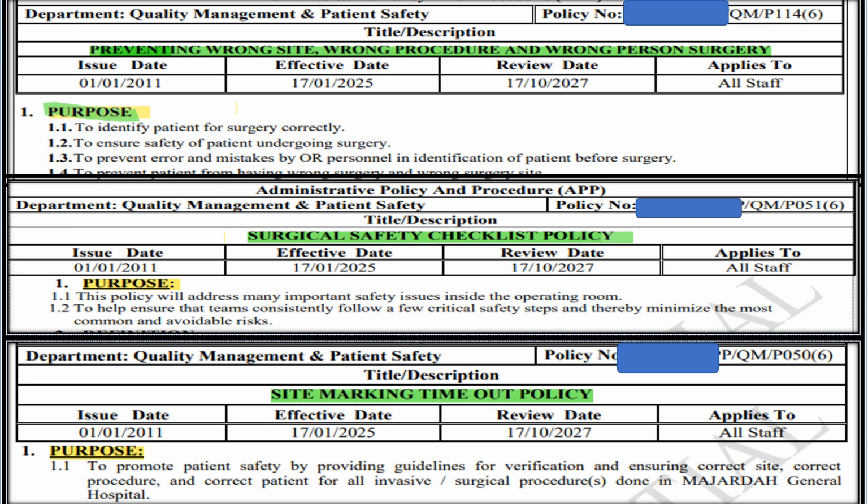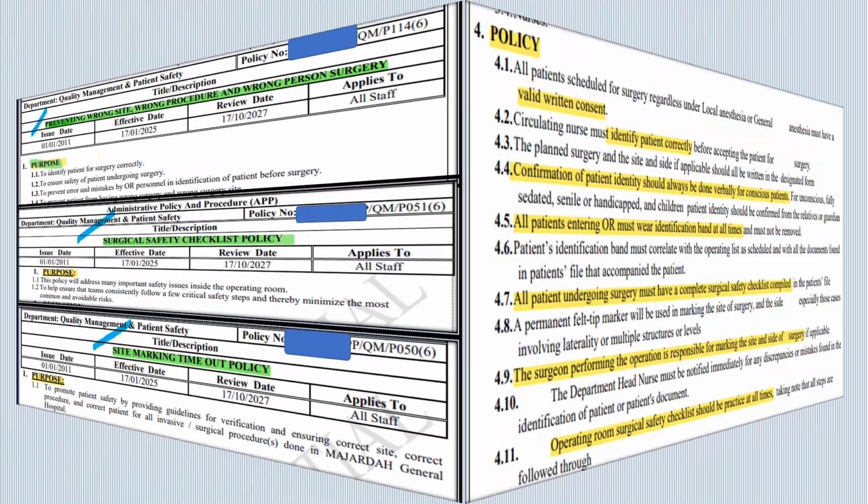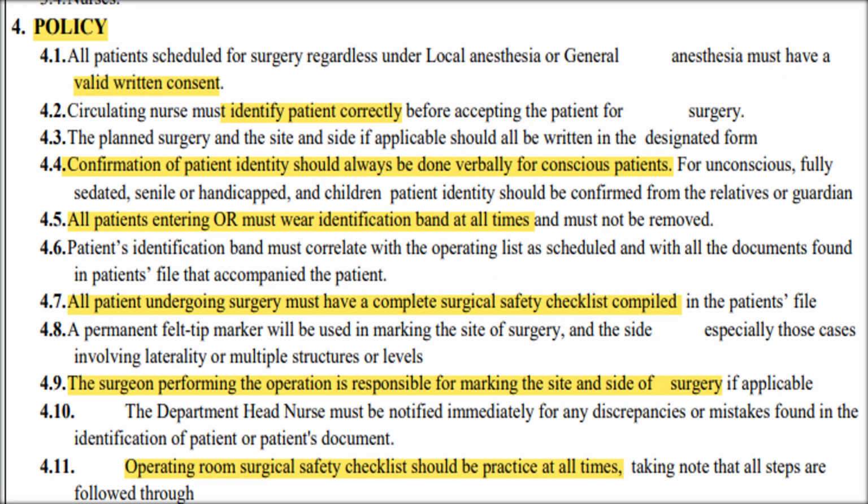Okay, so we have policies and procedures of our institution that support QM18. This starts with preventing wrong site, wrong procedure, and wrong person surgery. We also have a surgical safety checklist and a site marking timeout policy. Now, moving on to the policy of preventing wrong site, wrong procedure, and wrong person surgery.